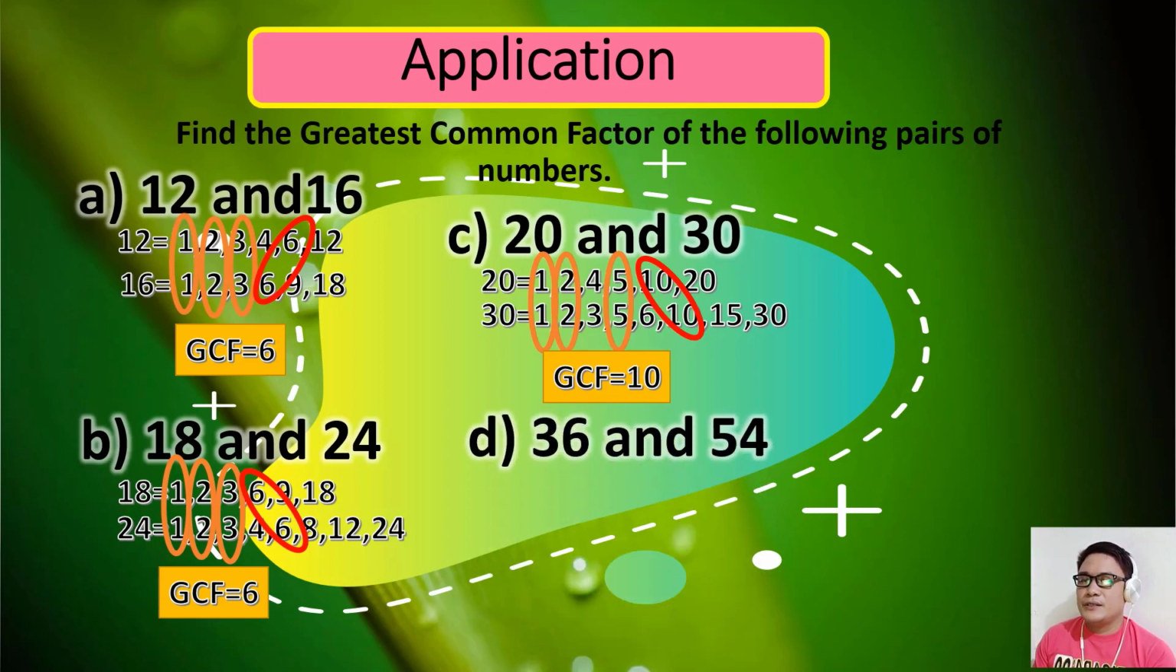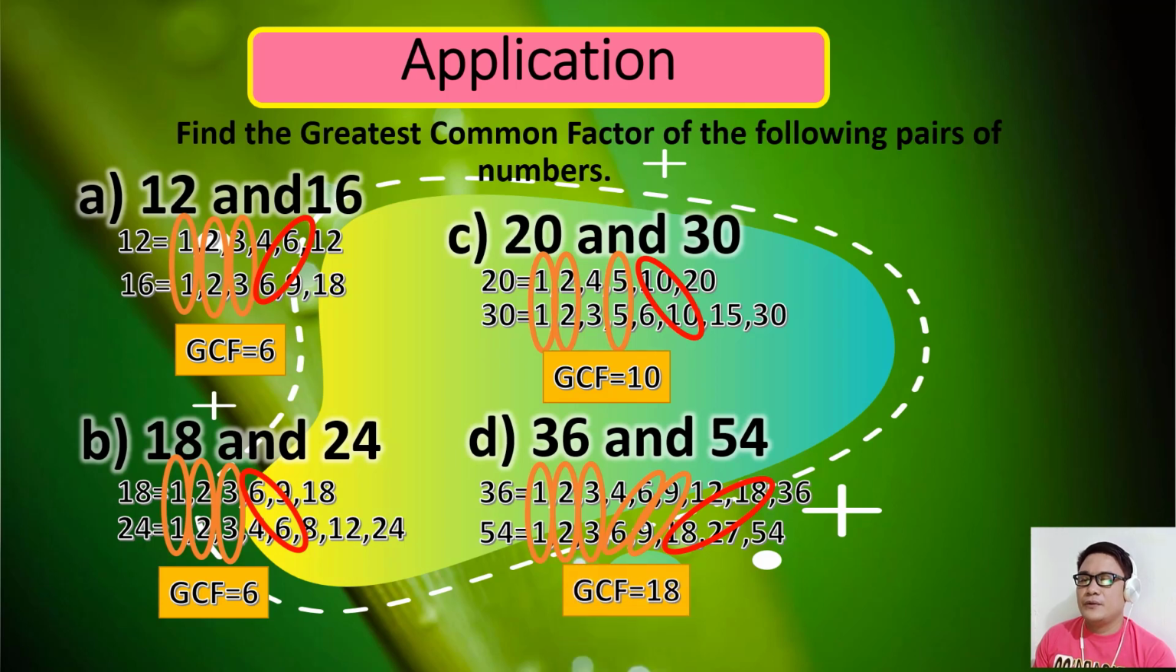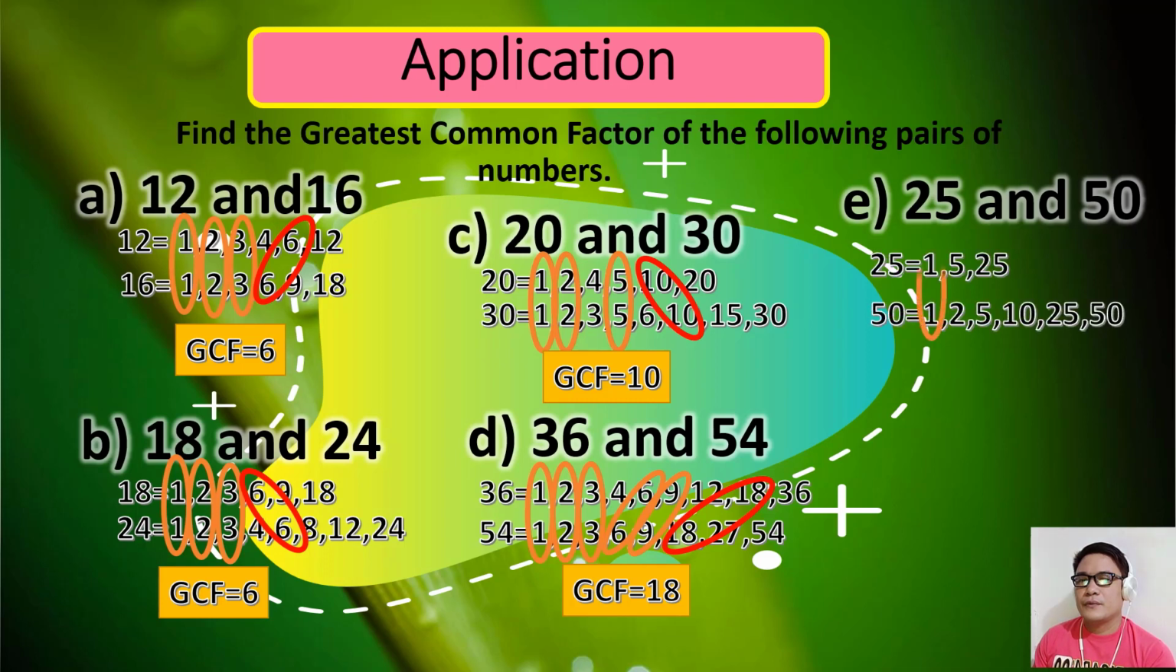Next, we have 36 and 54. That is right. The GCF of 36 and 54 is 18. The last one, we have 25 and 50. And the GCF of 25 and 50 is correct, 25.